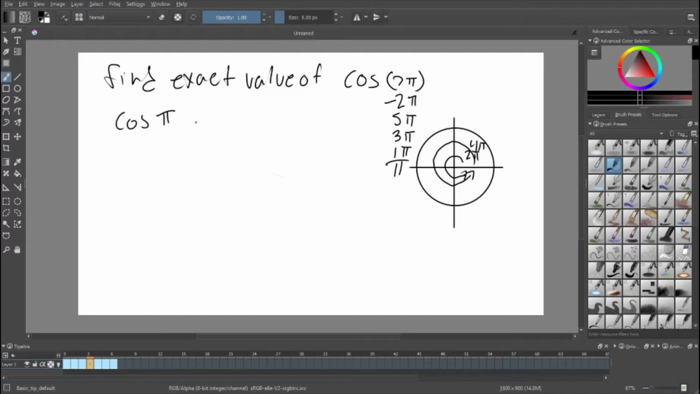And we know that pi is just 180. So what is the cosine value of 180 degrees? If we go to 180 or pi, we can see that the point is found at -1, 0. So the cosine value is -1. So the answer is -1.